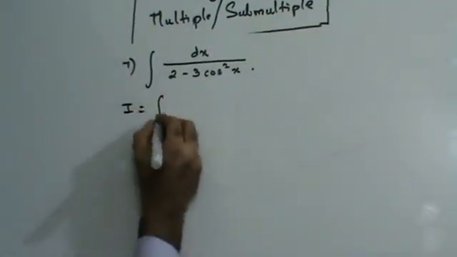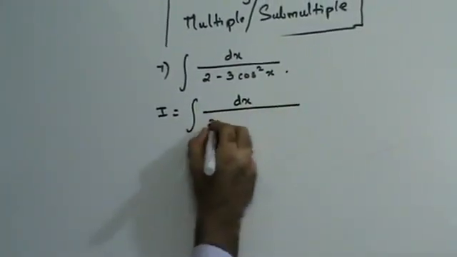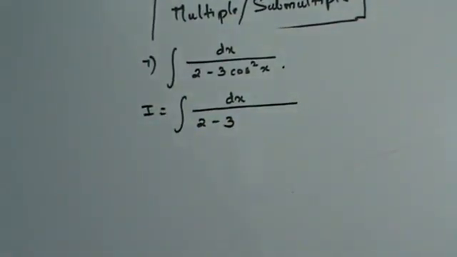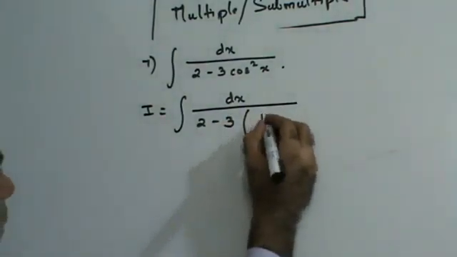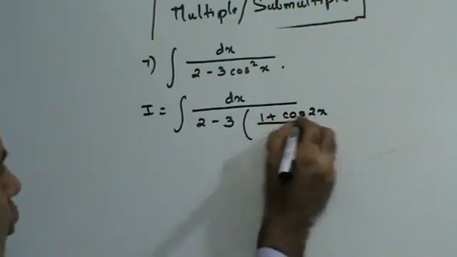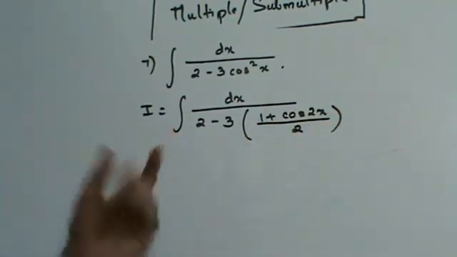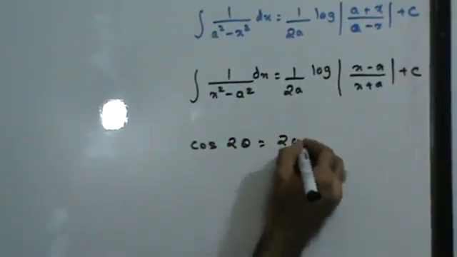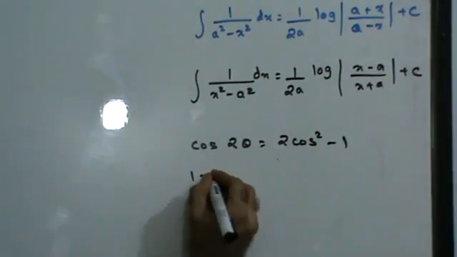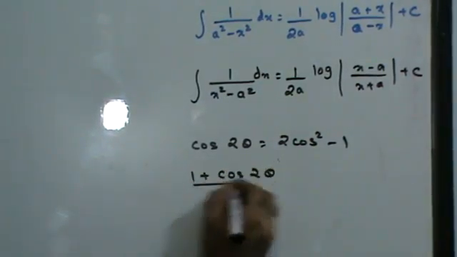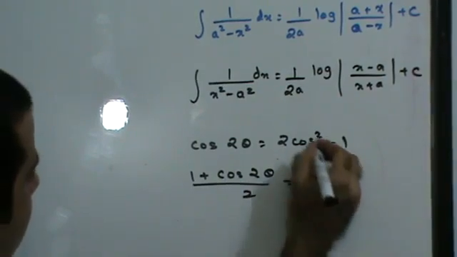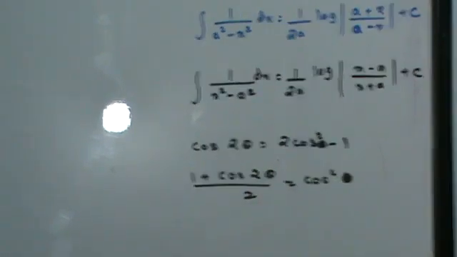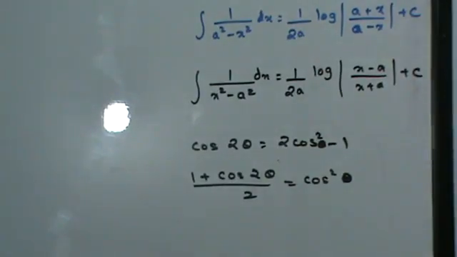I can write I is integral of dx upon 2 minus 3. Use multiple submultiple. Cos square theta is nothing but 1 plus cos 2 theta upon 2. Guys, I'll just explain how we get this. We know that cos 2 theta is nothing but 2 cos square theta minus 1. So 1 plus cos 2 theta upon 2 is cos square theta. That's how I've used this formula. I brought the 1 on the other side, I brought 2 in the denominator, and that's how I got this. Okay. Now, let's see how we can solve this.